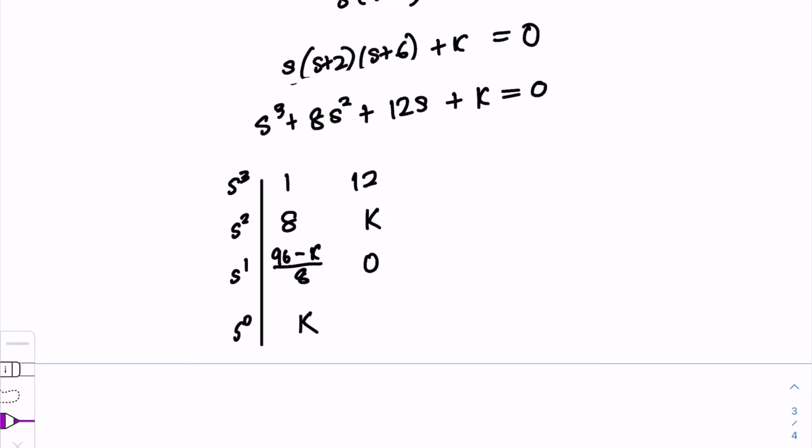Then for the bottom one, I will just have k. How do I know that? Because it's 96 minus k divided by 8, multiplied by k, and then minus 0. 8 multiplied by 0 is 0. So that will give me the value when we have whatever it is multiplied by k, divided again by that number. So that's going to give me k. Okay, so that is my root array.